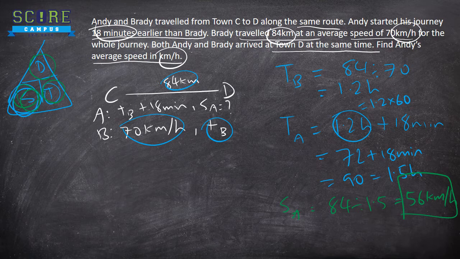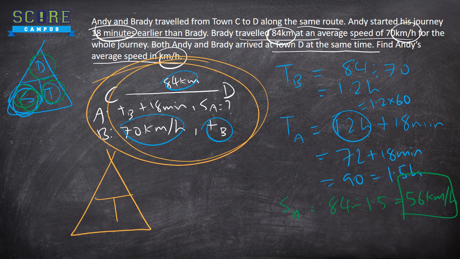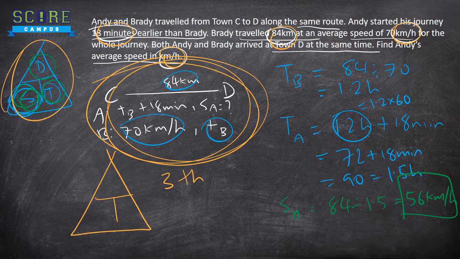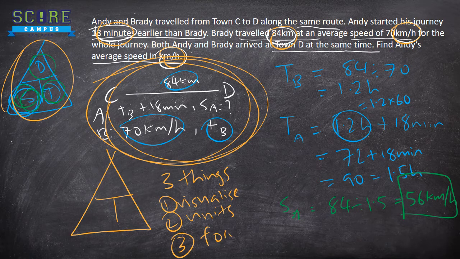Alright? So again, remember, the first thing you need to do when it comes to speed questions, really visualize it. This is very important. And then make sure you take care of the units. A common mistake students make, they always mess up the units. And remember this formula. There's three things, right? One, visualize the problem. Two, take care of the units. And then three, remember your formula. And you will be good. Distance equals speed times time.